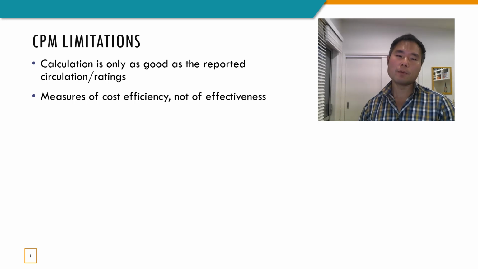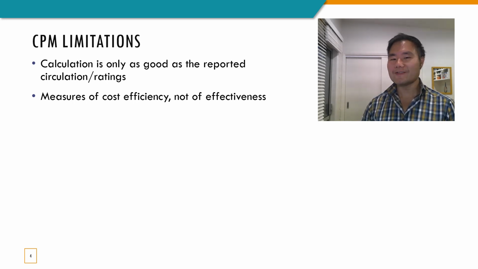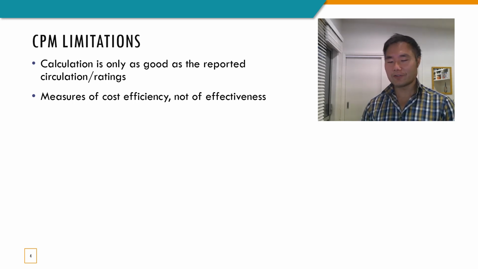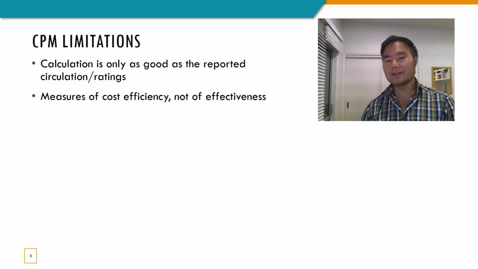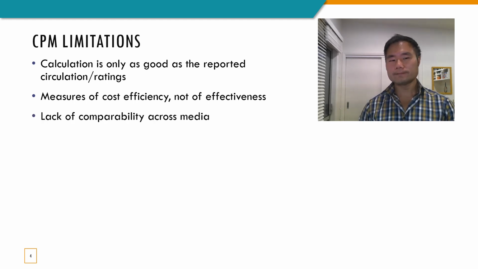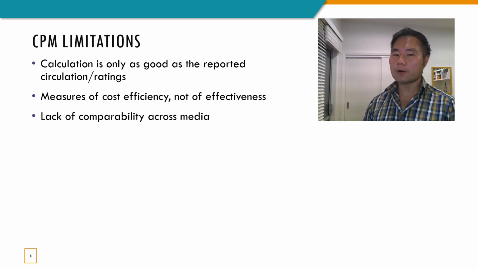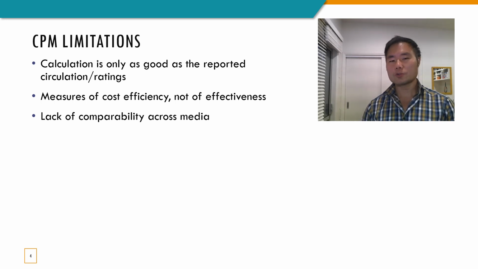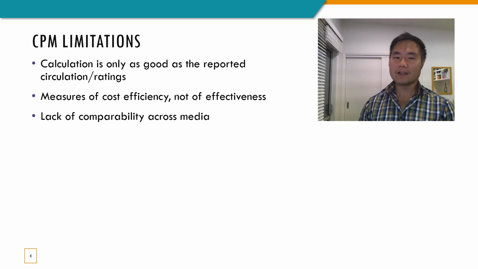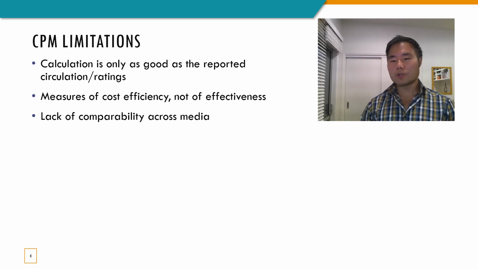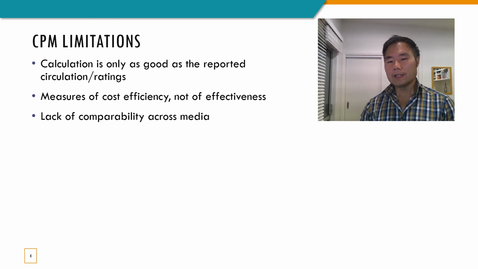So the CPM also only measures cost efficiency, not cost effectiveness. So we'll talk a little bit about the difference between those two things later. There's a lack of comparability across media. So if you think about the cost per thousand, the only numbers that you're worried about is how much it costs to place the ad divided by the number of people you can potentially reach, right? So it doesn't really take into account other factors.